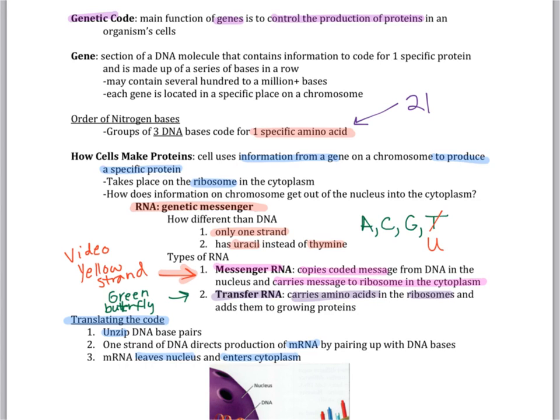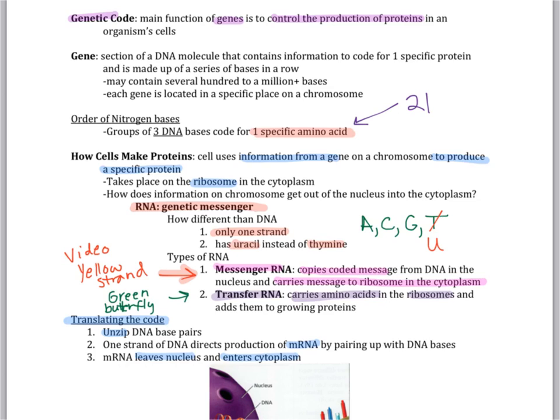So as we have discussed, the genetic code's main function is to control the production of proteins in an organism's cell. And so a gene is a DNA molecule that contains the information to code for one specific protein. Your DNA may have many different genes on it, but each individual gene may contain several hundred to millions of nitrogen bases. Remember, nitrogen bases are adenine, thymine, guanine, and cytosine.